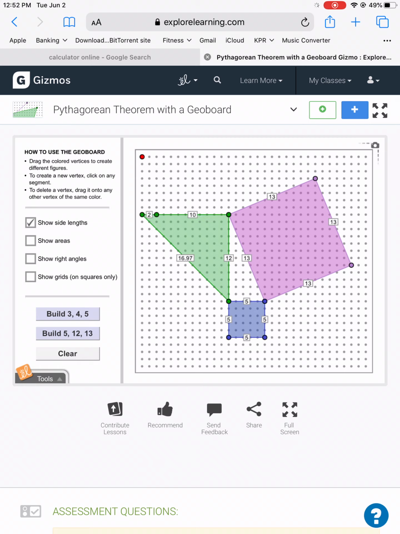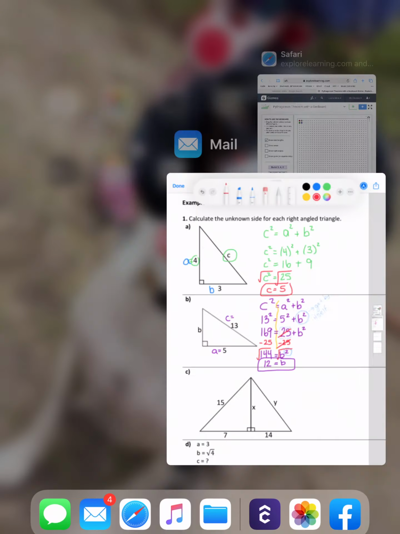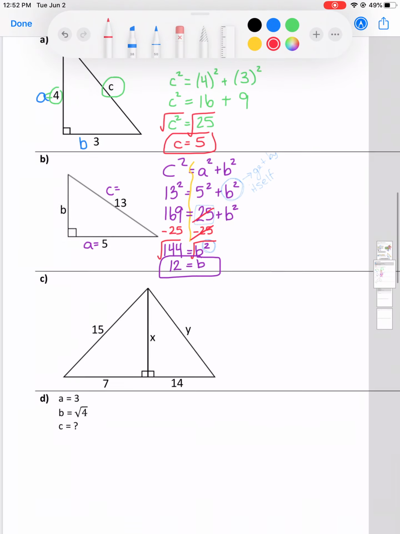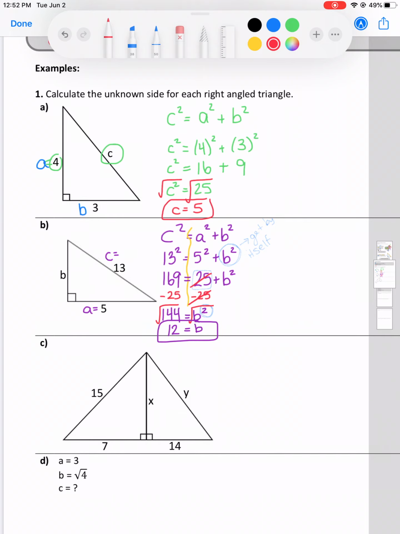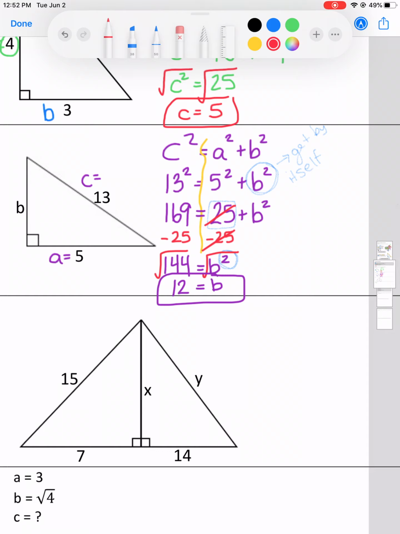Now to make it a perfect square. There. Okay? So, 12, 13, and 5. Okay, so what do we have to do here? Oh, we gotta find 2. So, I gotta find this guy, and I've gotta find that guy.